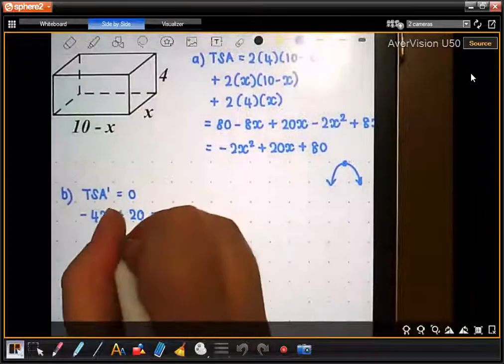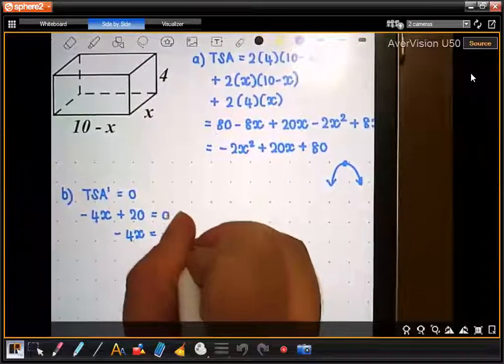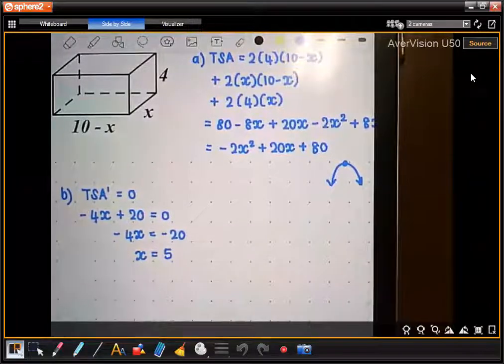I'm going to move that 20 over, so I have negative 4x equal to negative 20. So what is x here? Again, 5, right? But guys, that is just x. What did they actually ask for in this question?